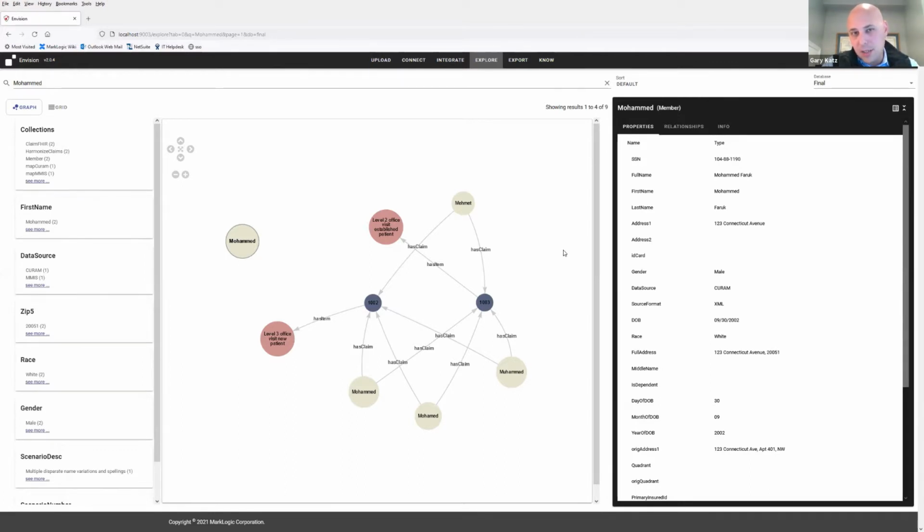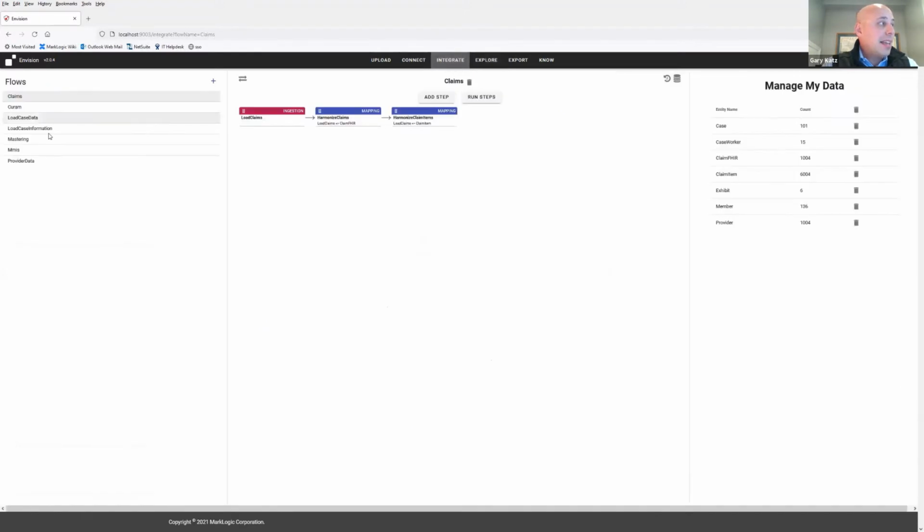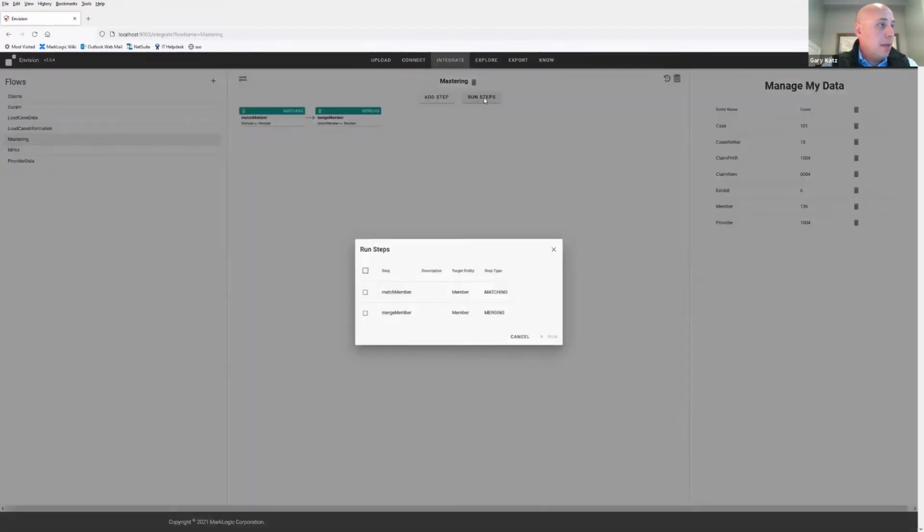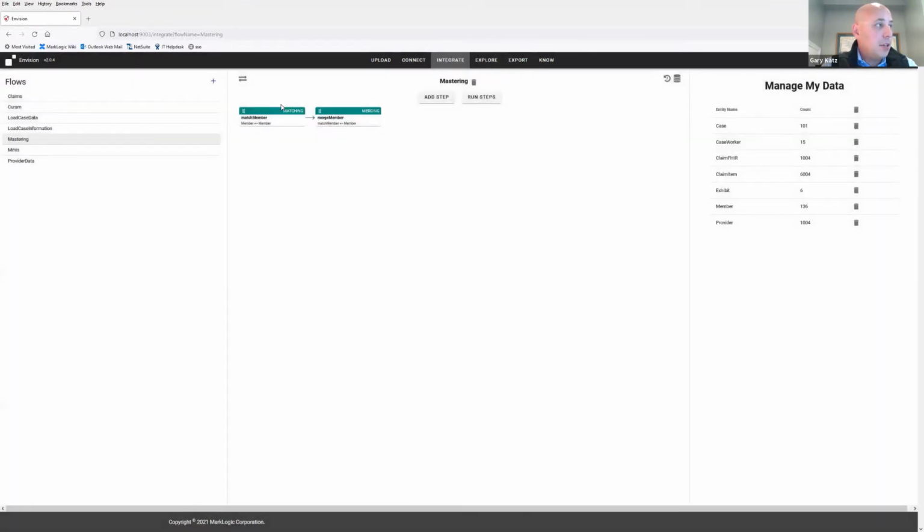But MarkLogic's mastering capabilities are quite capable enough to handle this kind of user error, if you will, or data entry error, to be able to help capture this. So now, let's go back and run the mastering flow. I'm going to run the mastering step here, and while this is running, I'm going to jump into each of these steps.